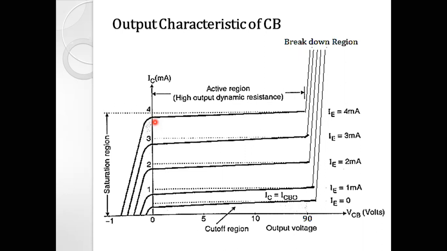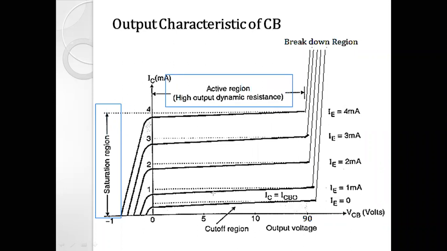All three regions are shown in the characteristic. The first region is the saturation region, which is mentioned over here. The second region, which is the active region, is shown here. And the third region, which is the cutoff region, is shown over here, right?